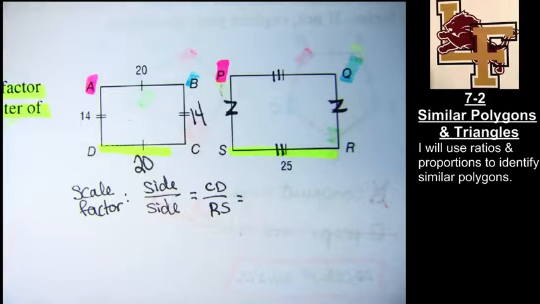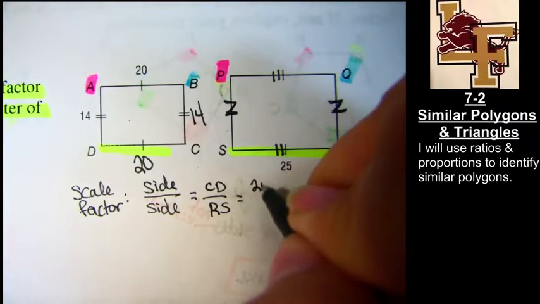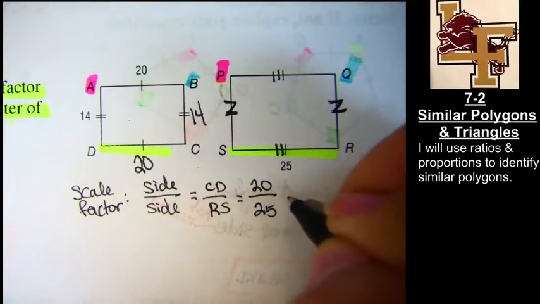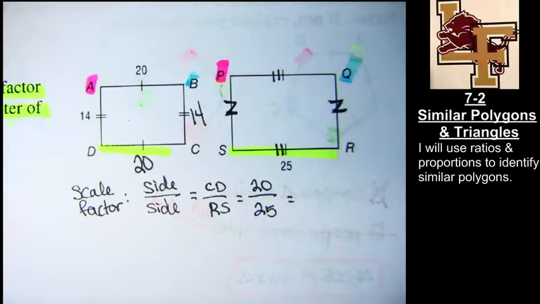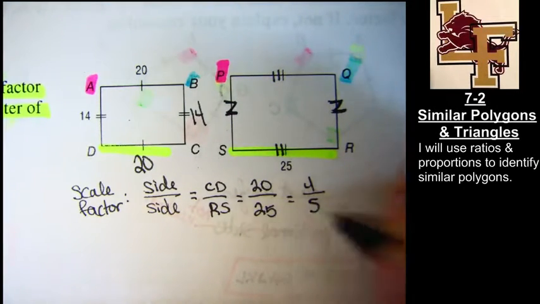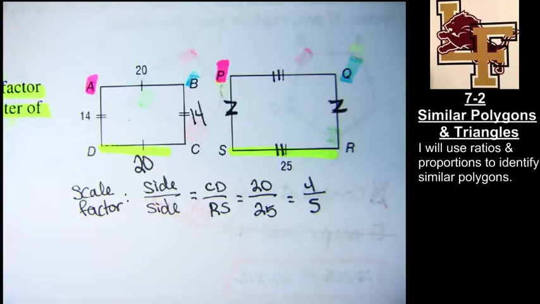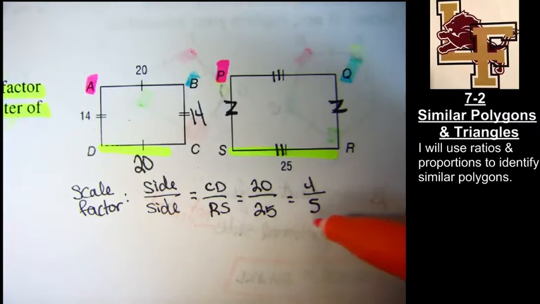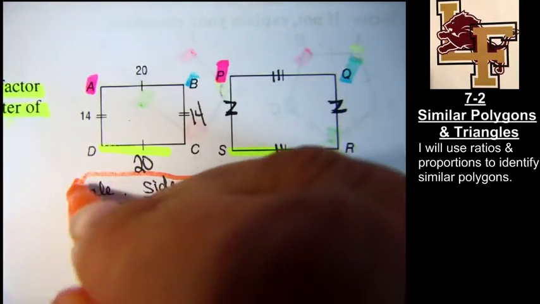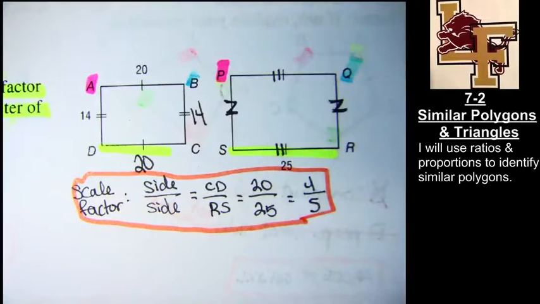Those are the sides I'm going to use. And I just need to reduce this scale factor. 4/5, she says. All right, we're halfway done. Scale factor, done. But now I need perimeters.